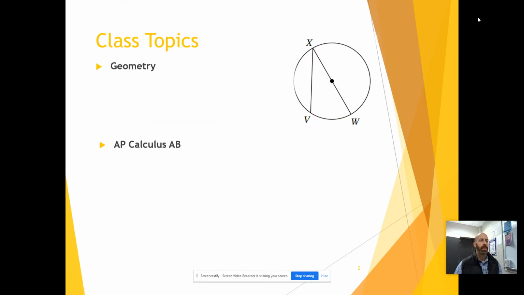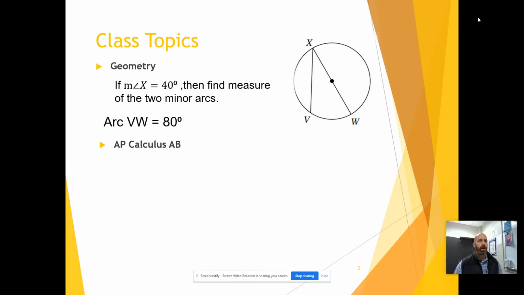This week in geometry we are looking at inscribed angles and arcs. So here we have a circle and we see that there's an angle X up there, and if we know that the measure of that angle is 40 degrees, we might be asked to find the measure of the other two minor arcs. Well, it turns out that the arc VW, which is basically formed by that inscribed angle, is going to be double the measure of the inscribed angle, or another way to say it is that the inscribed angle is half the measure of the intercepted arc, so it's going to be 80 degrees.